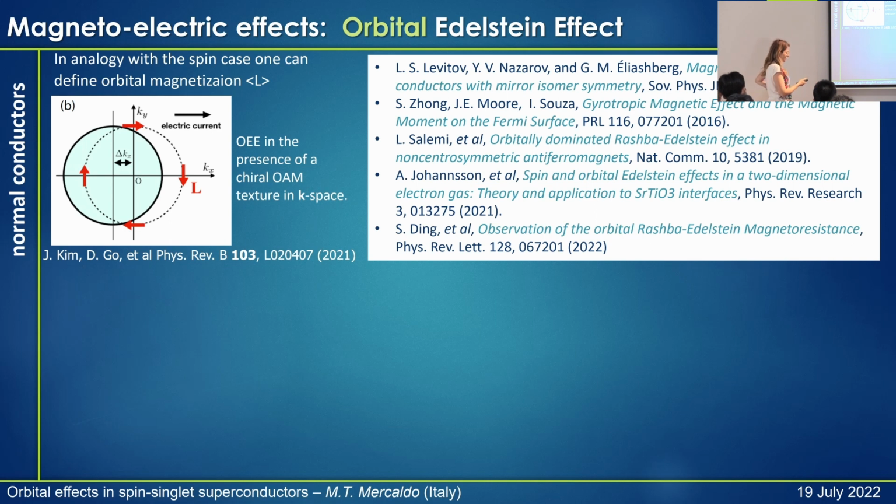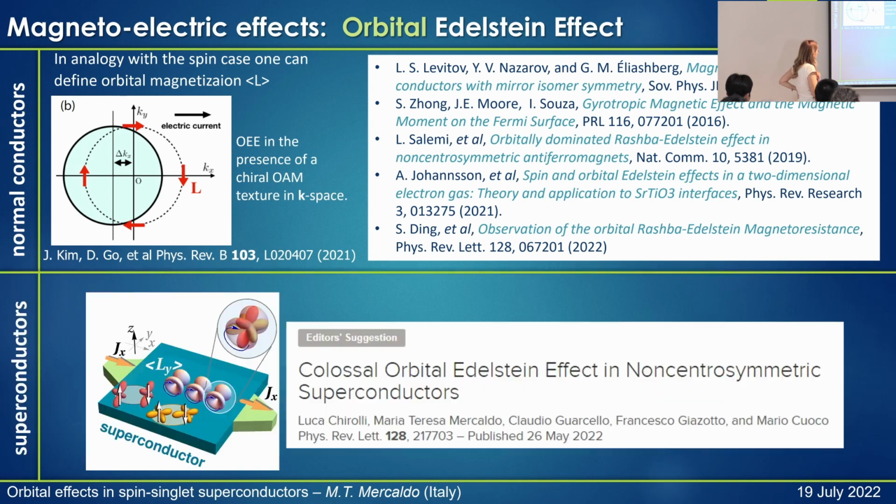And also, I'm lucky that I don't have to say much here in this audience. So we can have the orbital Edelstein effect. I put some references here, and I apologize if I missed somebody. Let me say also that this very recent one is an experimental observation of the orbital Rashba Edelstein effect, in this case via magnetoresistance. So what we have done is study the orbital Edelstein effect in superconductors.